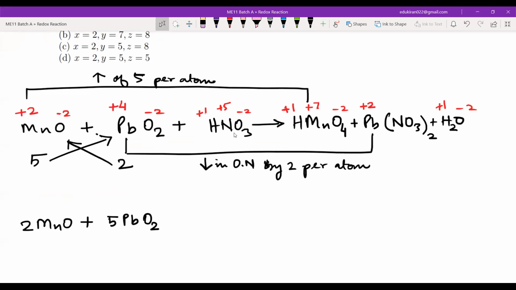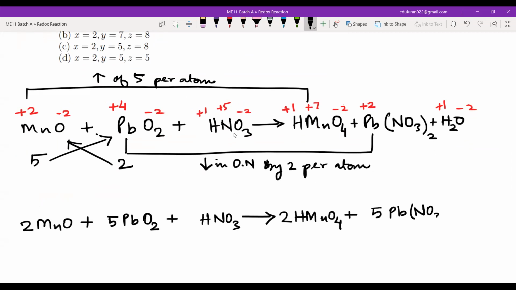Now see, most of the options have X and Y as 2 and 5. Can you see? So obviously B is not the answer. Let us see. We have an option which is 10, 5. 5 NO3, 2. So I think 10 will be there.